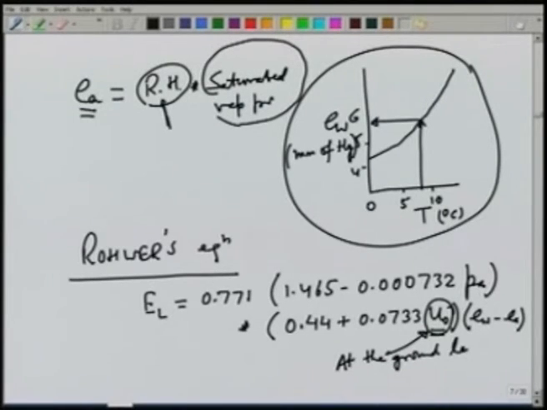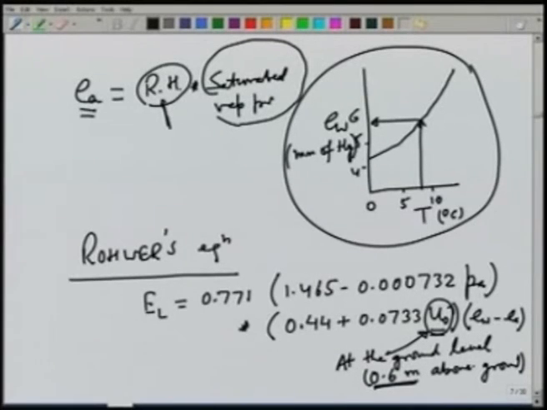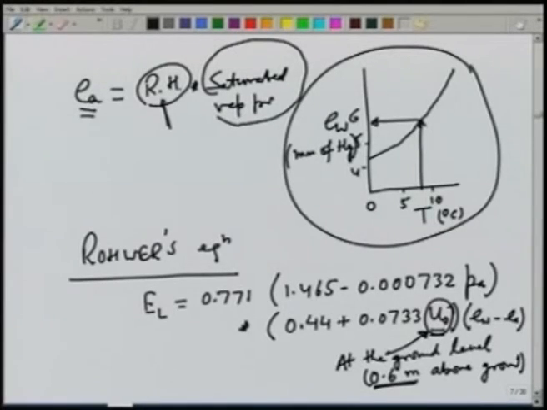At the ground level, typically about 2 feet above the ground or 0.6 meter, because immediately at the ground level, no slip condition will say that the velocity should be 0. So, velocity at the ground level typically is taken 0.6 meter above the ground level. So, this we can measure, or if we measure at some other height, we can convert it using the 1/7 power law.